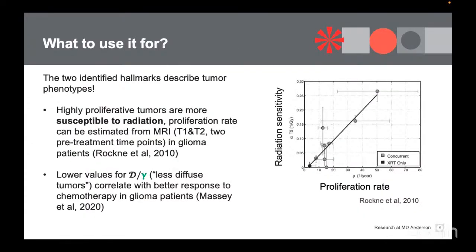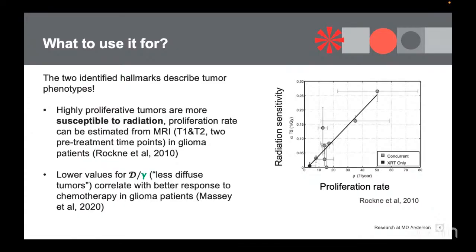If you have the data available to identify the proliferation rate that I've just shown you, then what is known is that highly proliferative tumors are more susceptible to radiation. And that is exactly what Kristen and her team showed a couple of years ago already. The upper method takes these 4 images from 2 distinct time points. But you can also identify the fraction from one single time point and identify a phenotype of less diffusive tumors, and you will see that they respond better to chemotherapy.